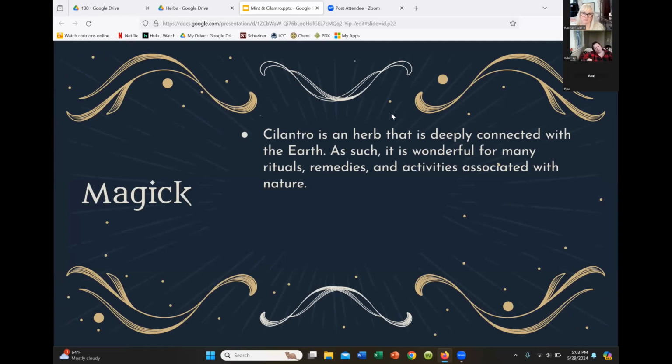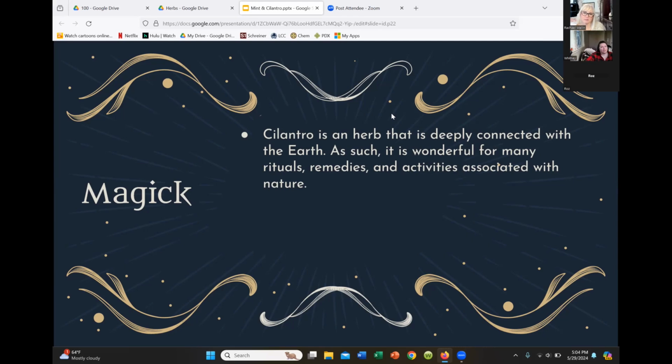So then moving on to magic, a lot of people talk about how it's deeply connected to the earth. And so it's used for a lot of earth rituals and remedies associated with things in the earth and the earthly body and nature. I don't really know why exactly so many people associate it with earth. Not that I'm against it, but nobody really gave any reasons why. It has a super deep taproot. It grows really deep.